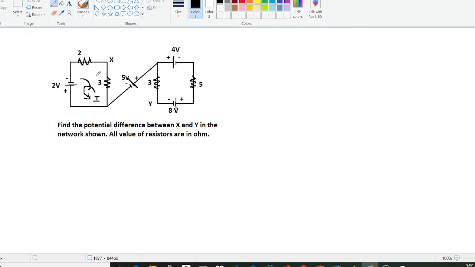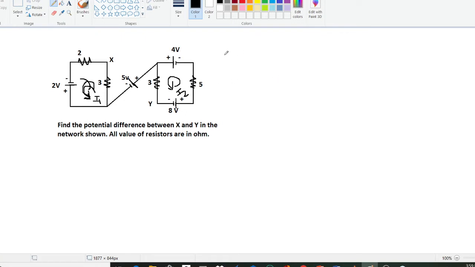First we will consider this as mesh 1 and this as mesh 2, and the current flowing in this mesh is in this direction. Suppose the current flowing in this mesh is I1 and the current flowing in this mesh is I2. In this mesh the current is flowing in this way. Similarly, in mesh 1 the current is flowing in this way.